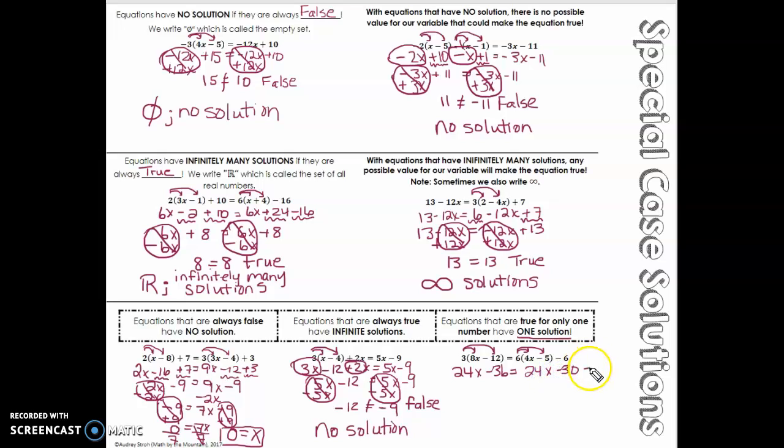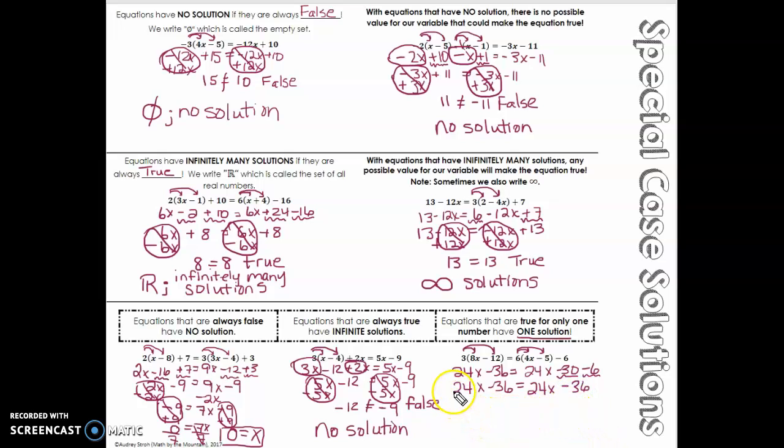And then I bring down my negative 6. I need to combine like terms. If I look on the left, I do not have any terms that can combine. I'm going to rewrite it. 24x minus 36. If I look on my right, I have a negative 30 and a negative 6 that can be combined. My 24x term will just be rewritten, 24x, and then negative 30 minus 6 is negative 36.